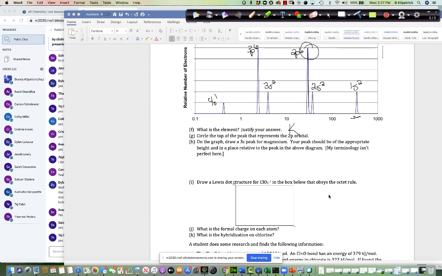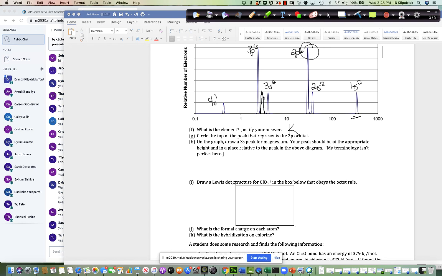So if you look on your periodic table, you'll see that magnesium has fewer protons than potassium, which means it's not able to attract the electrons as much, which means it will take less energy to remove those electrons. So it should be the same height, having 2, but it should be somewhere to the left, not to the right, of this 3s.